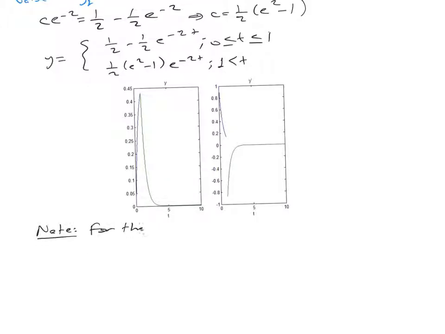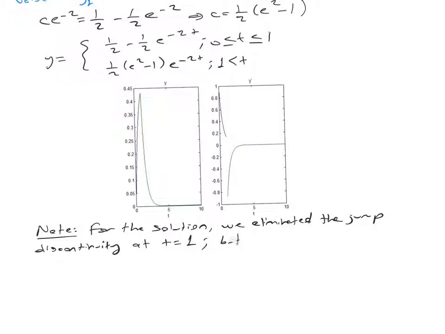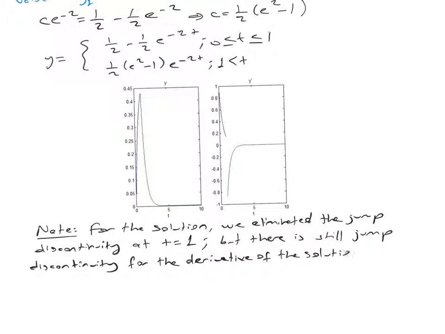For the solution we eliminated the jump discontinuity at t is equal to 1, but there is still jump discontinuity for the derivative of the solution at t is equal to 1.